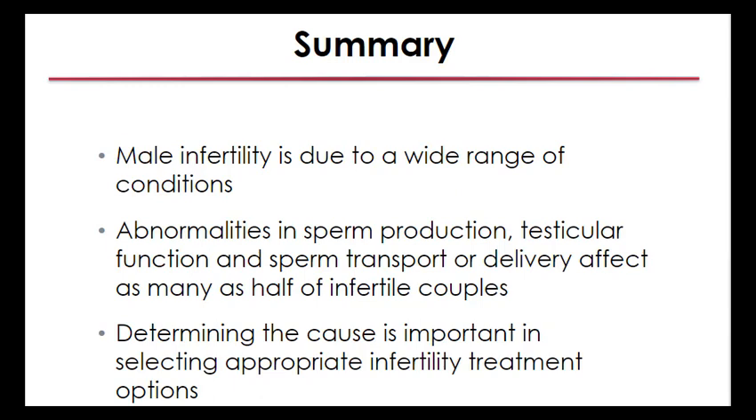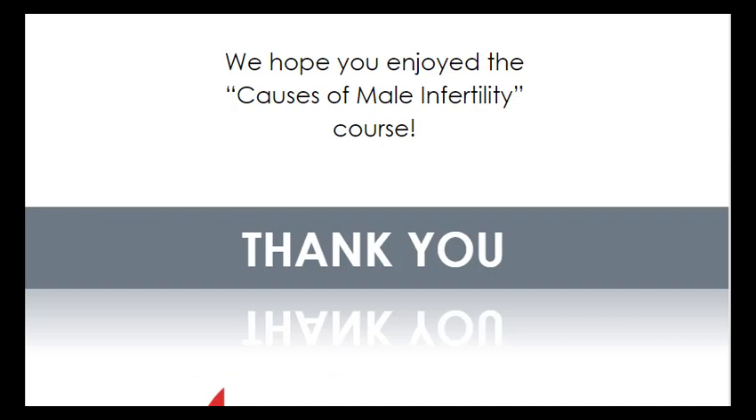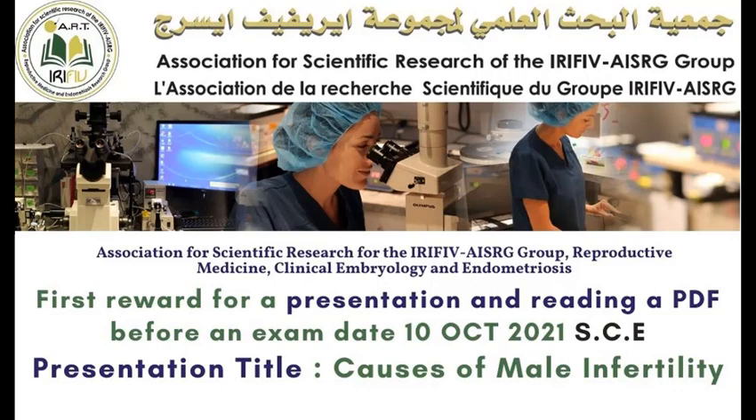Male infertility results from a wide range of causes, from genetic abnormalities to acquired conditions, including hormonal imbalances, physical dysfunction, and psychological disorders. The resulting abnormalities in sperm production, testicular function, and sperm transport or delivery affect as many as half of infertile couples. Because some conditions are not treatable, determining the cause is important in selecting appropriate options for couples with male infertility. Hopefully, this module has enhanced your knowledge of the abnormalities in male reproduction and causes of infertility, and you will be able to apply this as you care for patients in reproductive health settings.